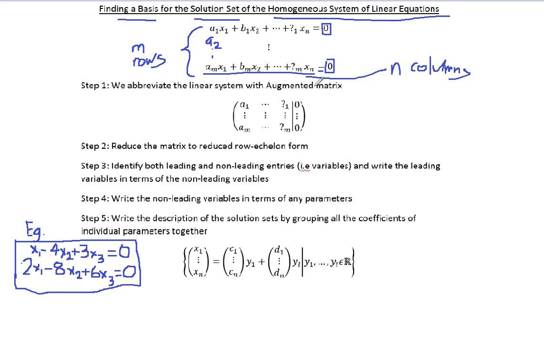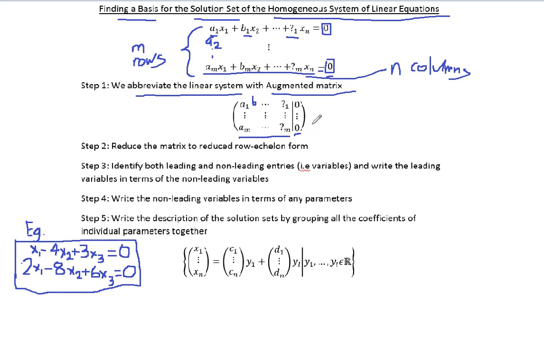So now, based on our system of linear equations, we can abbreviate the same thing with an augmented matrix. So a1, b1 and all these are your coefficients of the matrix. So it's all here, a, then b, etc. And our matrix of constants is 0 over here, the right hand side.